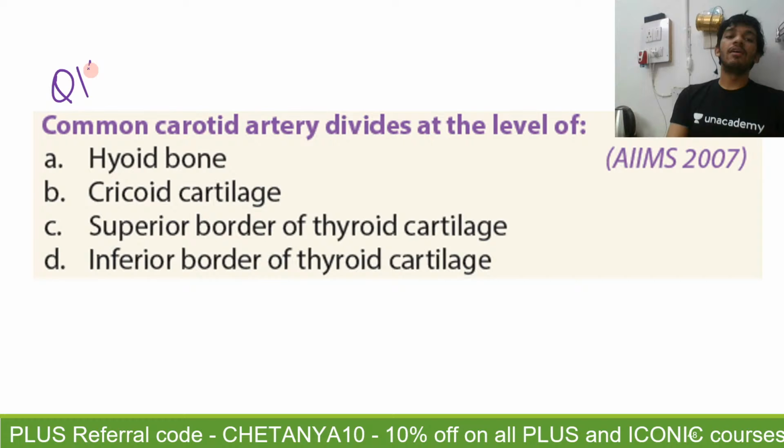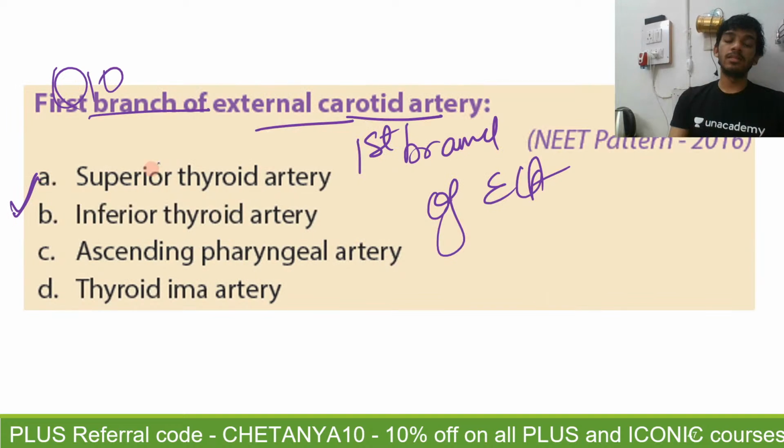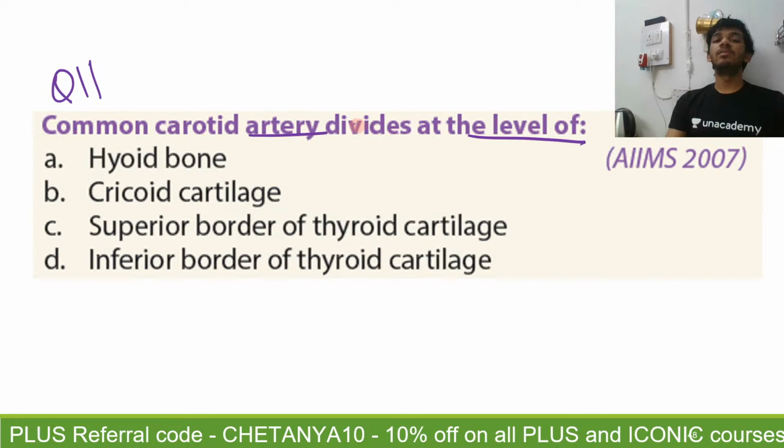Question number 11. Common carotid artery divides at the level of. Okay, glad Jitesh, Vidushi, thank you for the answer. Jitesh is also right. Sunny Yadav is also right. All are right for question number 10 that the first branch is the superior thyroid. Question number 11. At what level does the common carotid artery undergo its bifurcation?